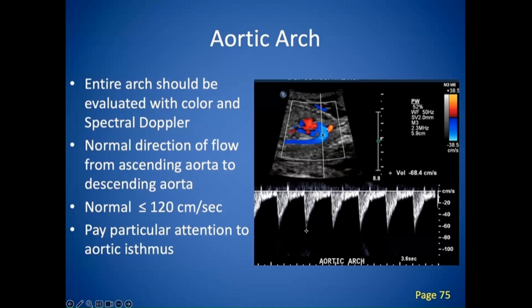In this arch, we see flow going away from our transducer as it should, so it's below our baseline, which is correct. Again, we measure peak systolic velocity. It was 68.4, so that was below our 120 centimeter per second threshold, and this would be considered normal.